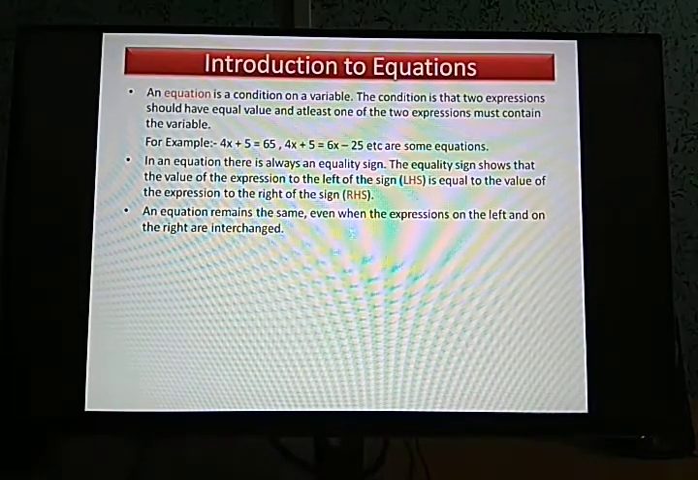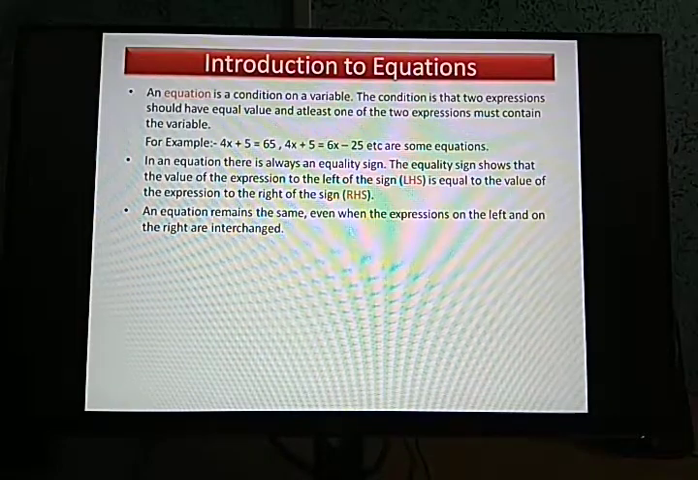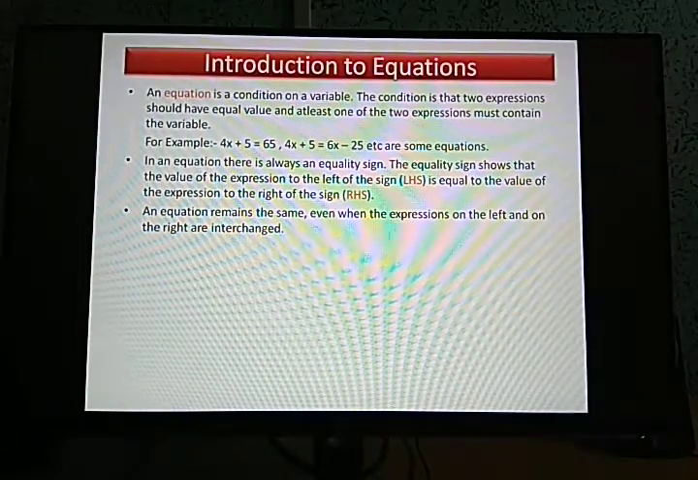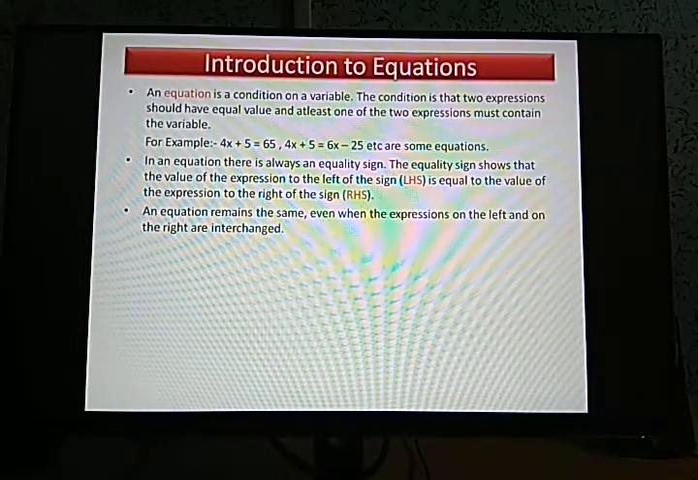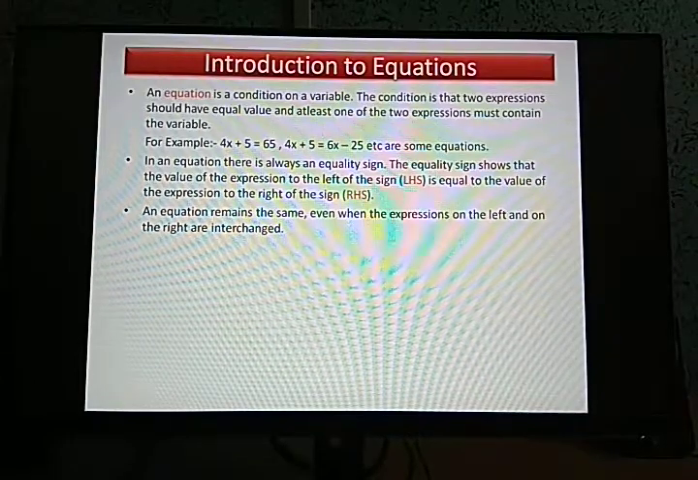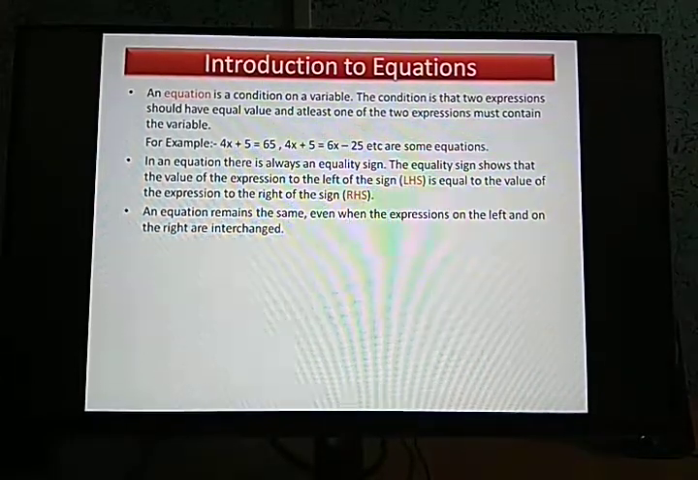Say for example, here it is given 4x plus 5 equals 65. Now I can bring 65 onto the left hand side and 4x plus 5 onto the right hand side. So it will not make any changes in the equation. It will remain as it is. Clear?